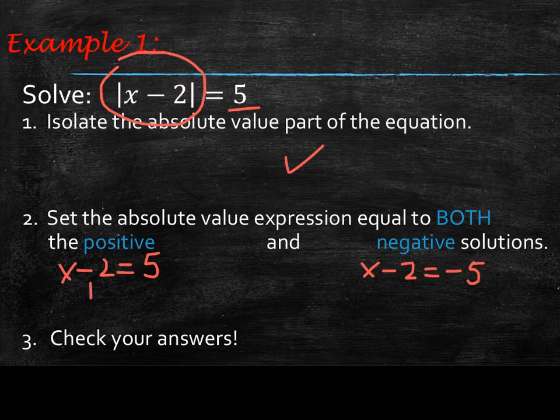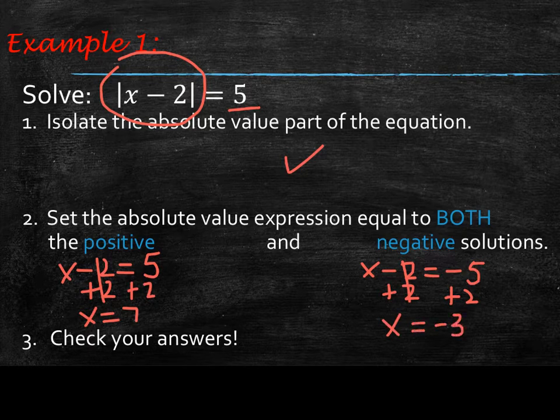And now we're going to solve each one of those. So for this one, I would have to add 2 to both sides. So x would equal 7. And on this side, when I add 2 to both sides, x is equal to negative 3.